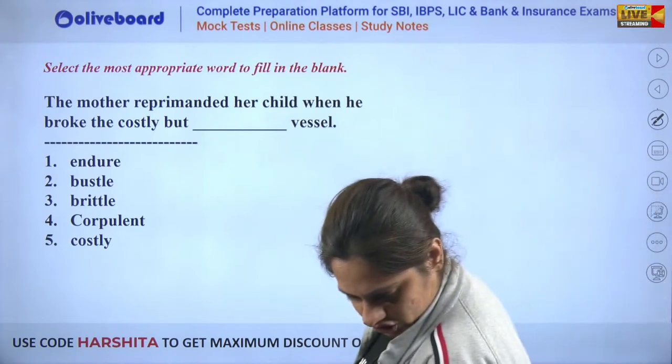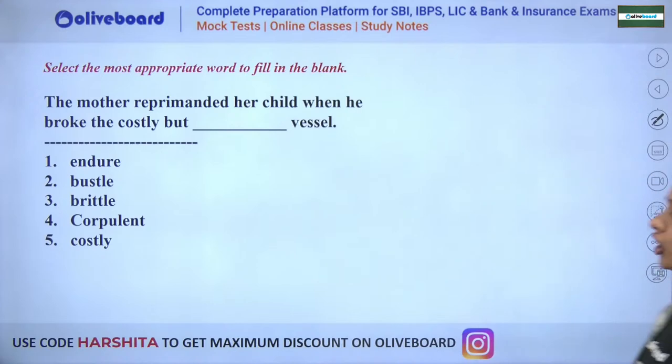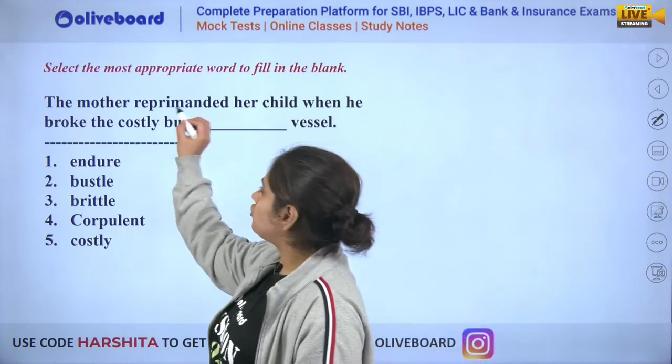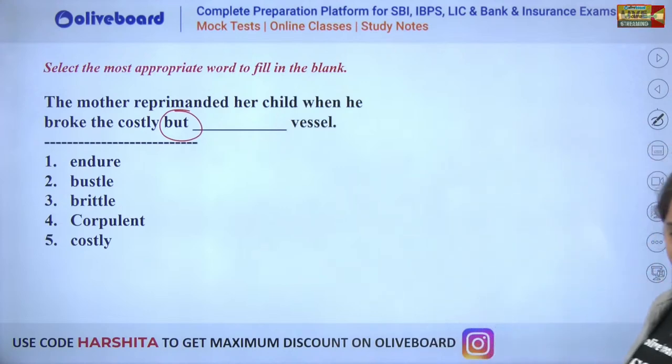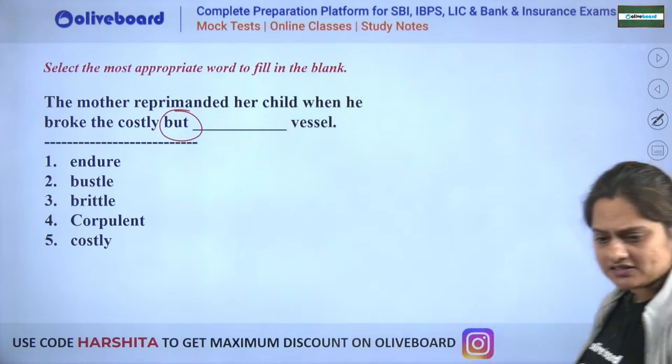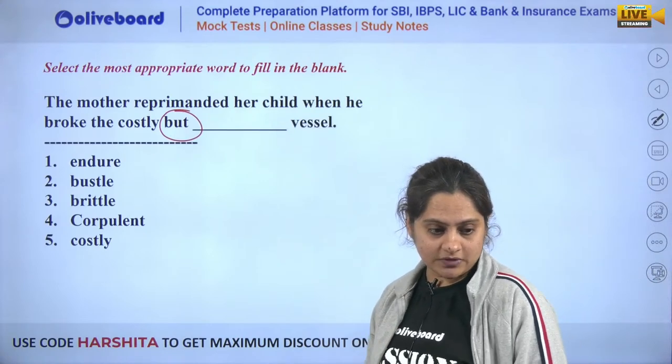Costly but dash. Costly but dash vessel. Now, costly is negative, but you will get a contrast sense. The mother reprimanded means scolded her child. Okay. Ale is like a drink. Ale is a beer drink. A-L-E. Ale.